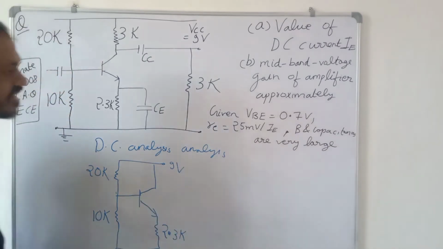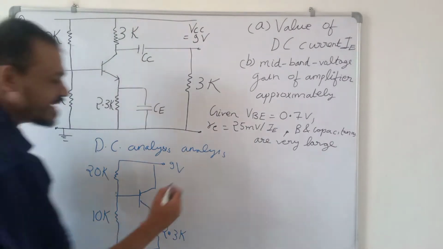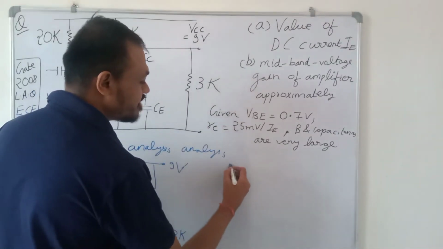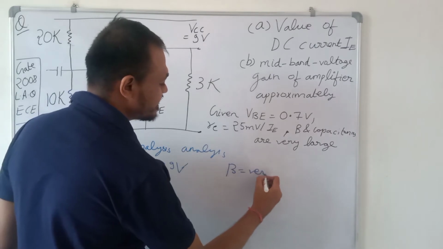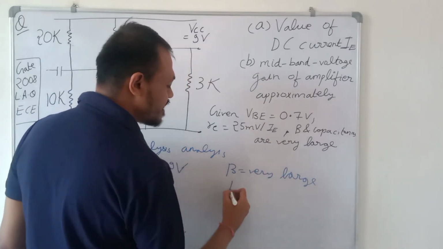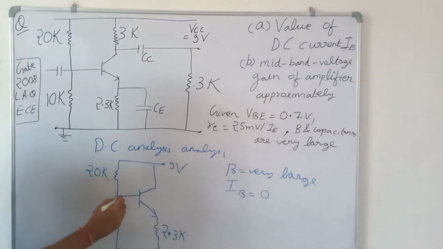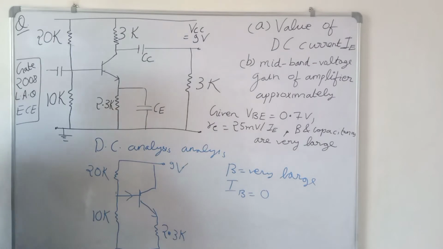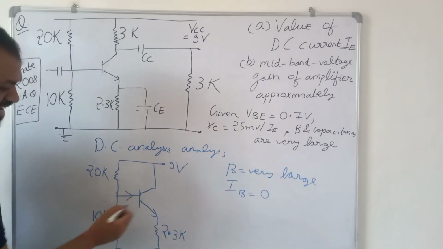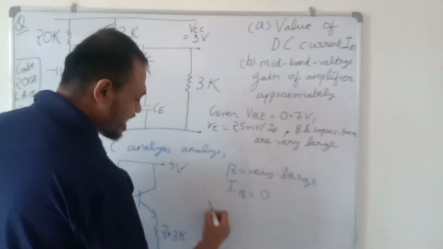So we have to find the emitter current IE, and we are given that beta is very, very large. So if beta is very, very large, then base current is 0. Then we can assume that base current IB is 0. IB is 0 means no current is flowing in this loop. So if this base current is 0, this 20k resistor and this 10k resistor are in series.